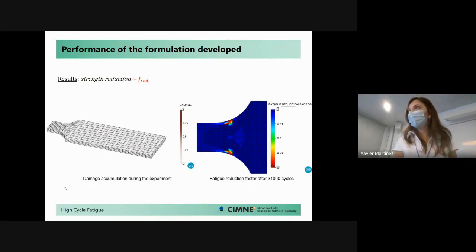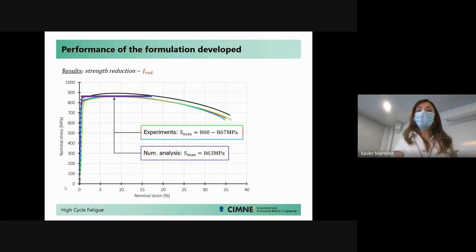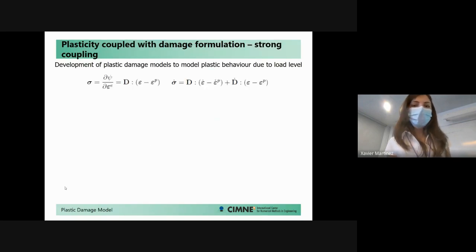Then we set up the same numerical simulation as them. We wanted to see if our model was able to predict this effect with the calibration that we had done. And the good news is that it was, in fact, able. We obtained a level of maximum stress in the numerical simulation of about 863 megapascals, which was very coherent with what they observed experimentally.